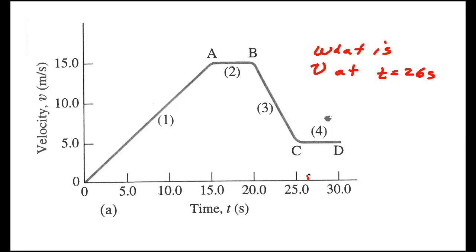So 26 seconds, we come right up here. There's our point. We go straight across on the graph, and we see that the answer is v is equal to 5.0 meters per second. You just read it off the graph. If it's a velocity time graph, you read the velocity off the graph. When it's a position time graph, you read the position directly off the graph. Really easy to answer that particular question.